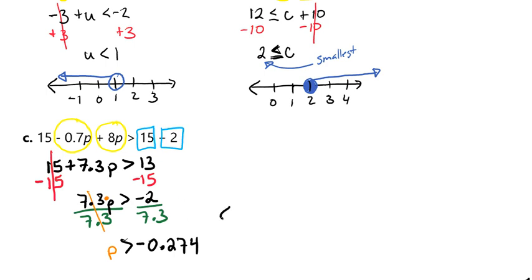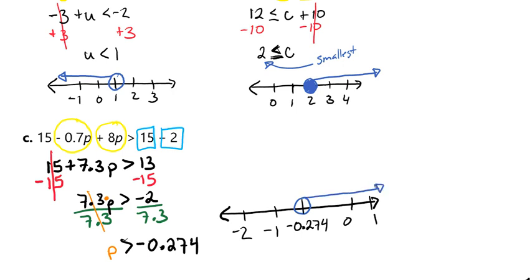So when we graph this, our numbers are still going to be whole numbers, just that first number won't be. Where our circle's going to go: 0 is bigger than that, and 1, and -1, and -2. So we're going to have an open circle because it's strictly greater than at -0.274. And then we want all the numbers that are bigger than that, so we're going to point towards all the numbers that are bigger than that. Now part C was a little bit more challenging, but it's still doable.